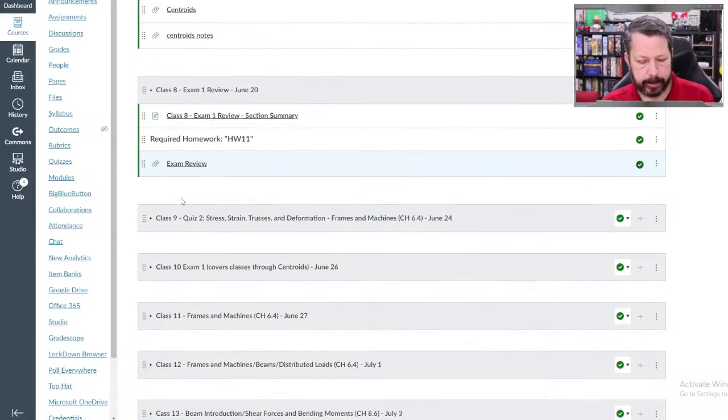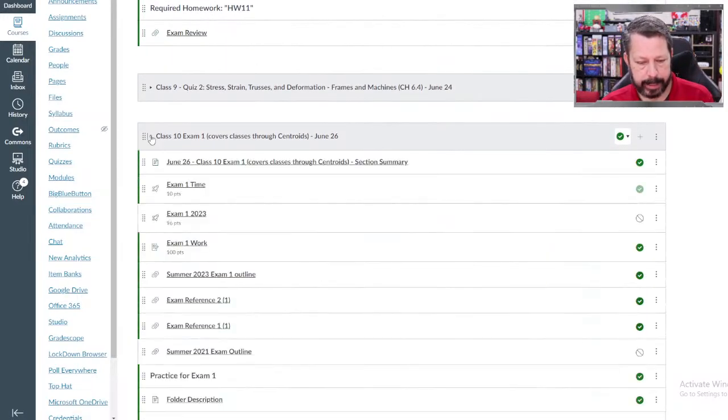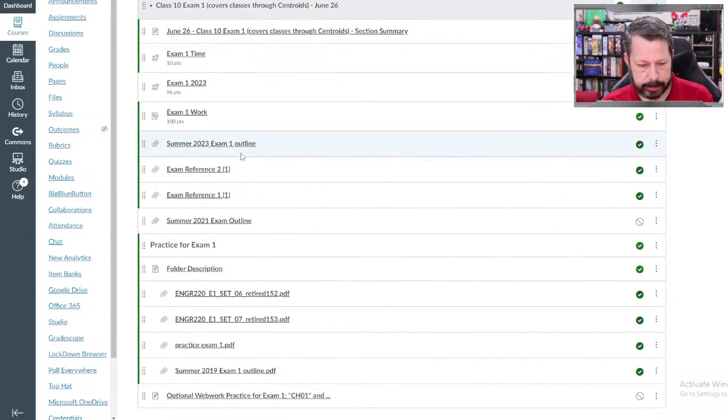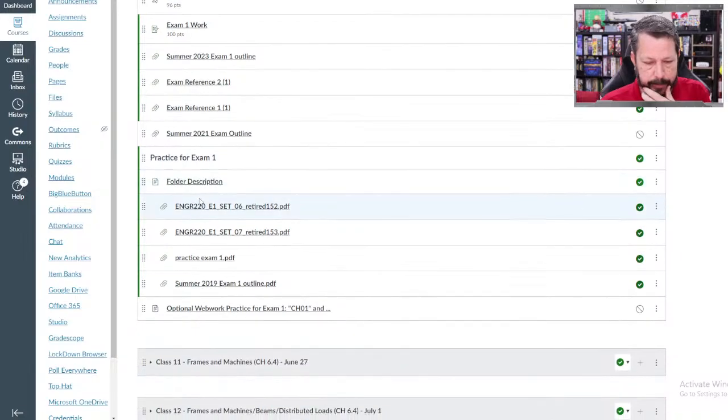And then for exam 1, if we look on that date, there is an outline and some reference materials. Basically the reference materials that you would need would be the centroid chart and maybe the material properties. There's also a couple of practice exams, older practice exam problems.